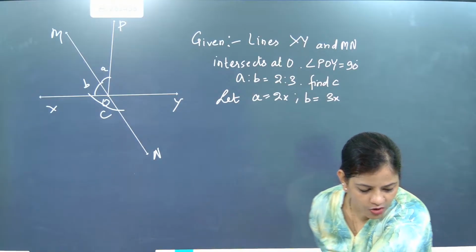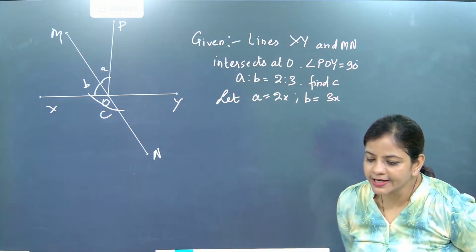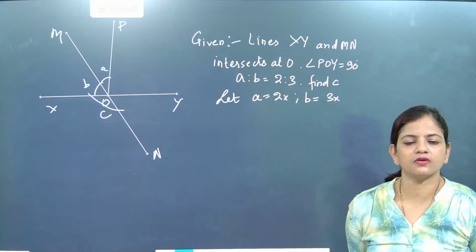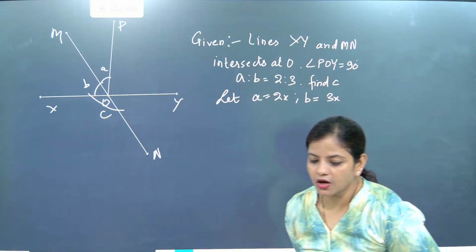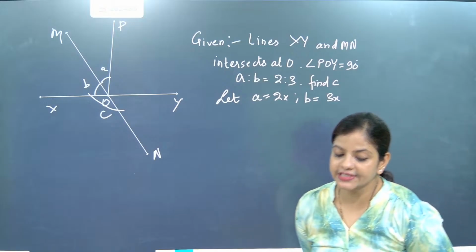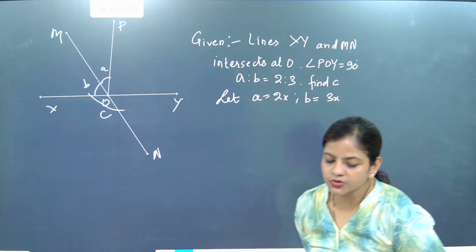C is coming as how much, beta? One more time check. 138 degree. Come on, one more time analyze. Yes, offline one student has given the answer C equal to 126. That's good. Now let's see how to solve this question, children.